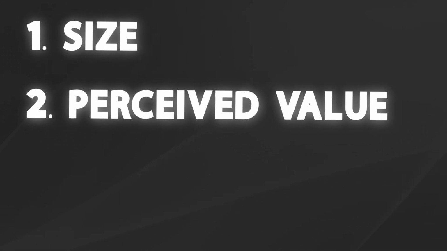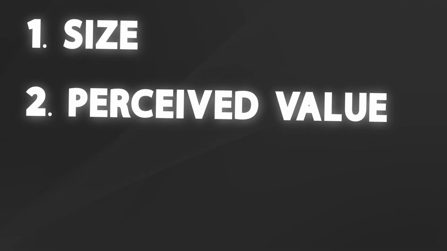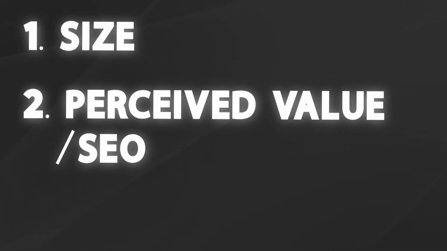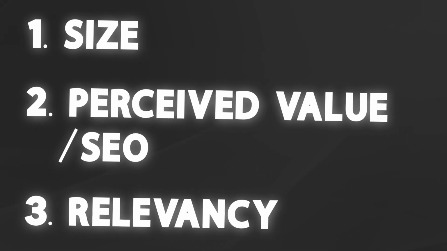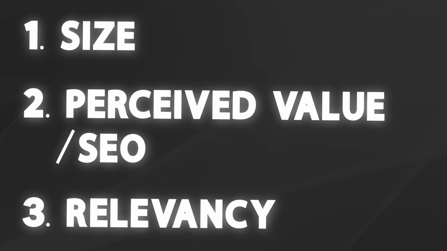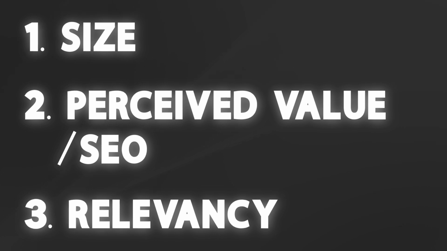Just looking at and analyzing your competitors' product titles should give you an idea into 3 different things. Number 1, how big are their product titles? Number 2, do their product titles have a lot of perceived value, or is it more just SEO keywords talking about dimensions, sizes, etc.? Number 3, are the product titles relevant, or are the product titles of your competitors either too narrow or too broad?